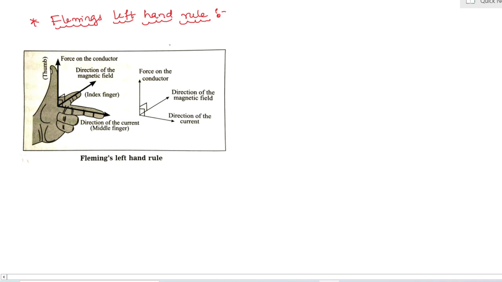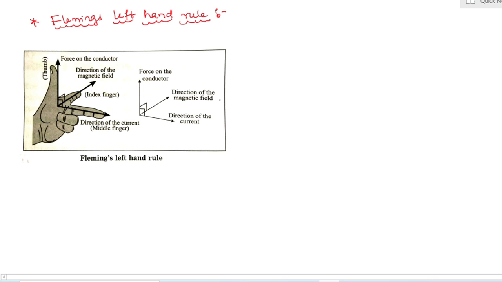The direction of force which acts on a current carrying conductor placed in a magnetic field is given by Fleming's left hand rule. It states that if the forefinger, thumb and middle finger of the left hand are stretched mutually perpendicular to each other such that the forefinger points along the direction of external magnetic field and the middle finger indicates the direction of current, then the thumb points towards the direction of force acting on the conductor.